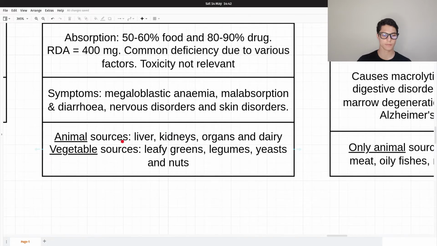The sources, we have the liver, the kidneys, the organs, and dairy. And vegetables, we have leafy greens, the legumes, yeasts, and nuts.